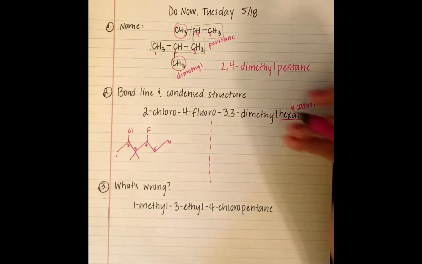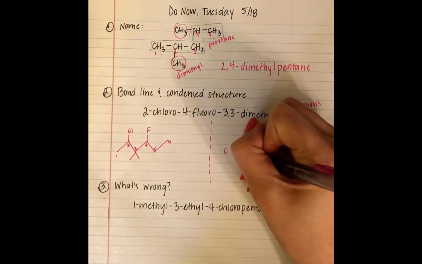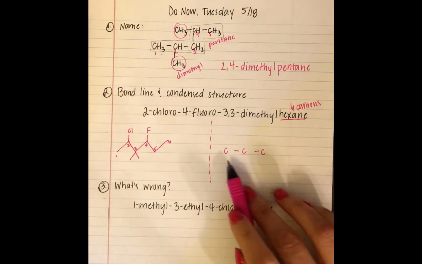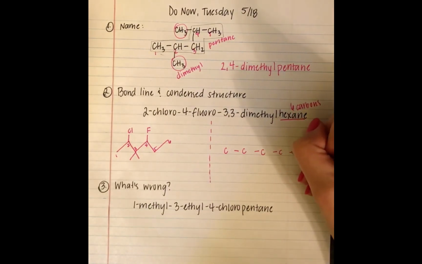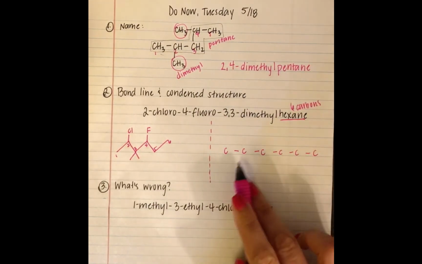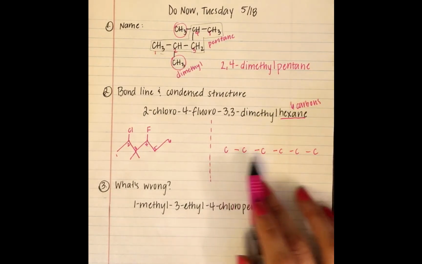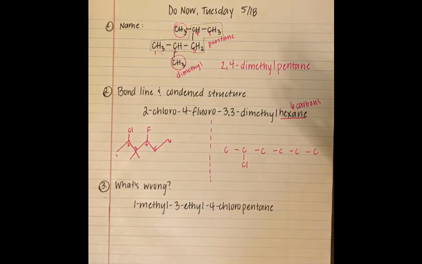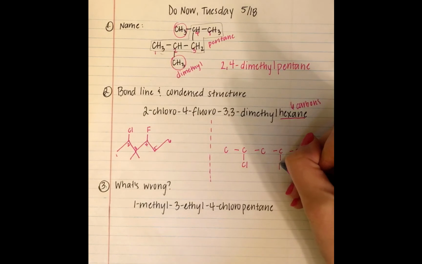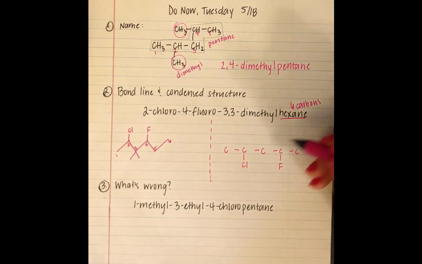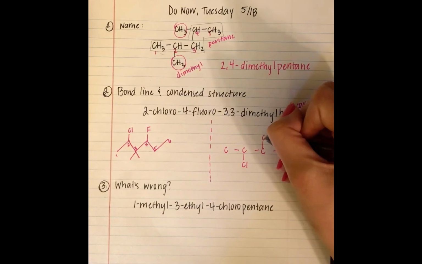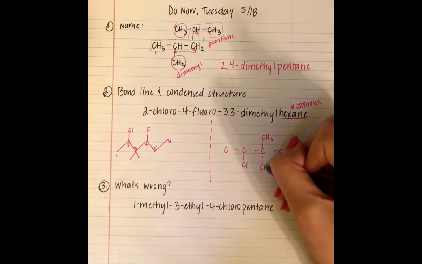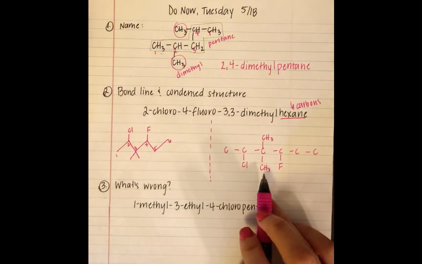Now for the condensed structure, we're going to do the same thing. So I'm going to start with 6 carbons, single bonded. I'm going to leave some space between the C's just for when I need to put in hydrogen. So 1, 2, 3, 4, 5, 6. So now I have 6 carbons. I'm just going to start my numbering from left to right again. So off of the 2nd carbon, we have a chlorine single bonded. Off of the 4th carbon, we have a fluorine single bonded. Off the 3rd, we have 2 methyl groups. So I'm going to do 1 on the top, showing C single bonded to C, and 1 on the bottom, again, showing C single bonded to C, not an H.